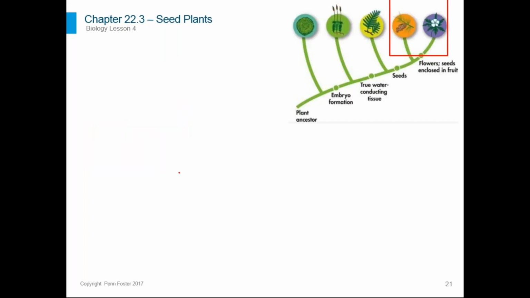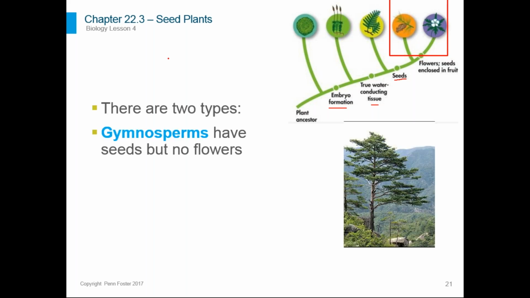Okay, and that takes us to our next section about seed plants. So the plants that are most recently evolved have embryos and vascular tissue and seeds. So we're going to talk about both the ones in this category here, which have seeds but not flowers, and over here that have seeds and flowers. And there's names for those.